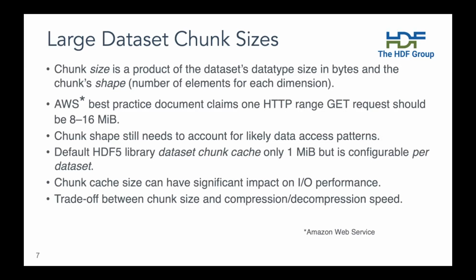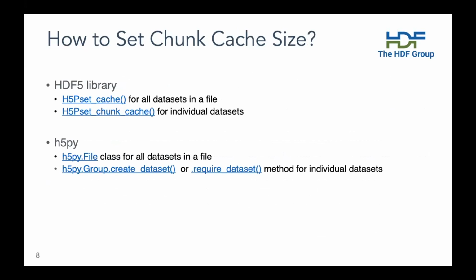And I'm trying to inform people that there is a data set chunk cache and it can be configured, and that they definitely should not be producing such small chunk sizes if they ever expect their HDF5 files to end up in a cloud object store. How to set chunk cache size? Obviously, there's the library. It's possible to do it in h5py already, so that's a good thing.